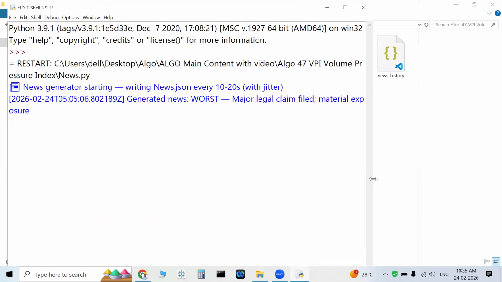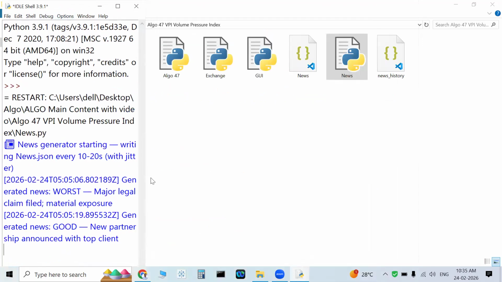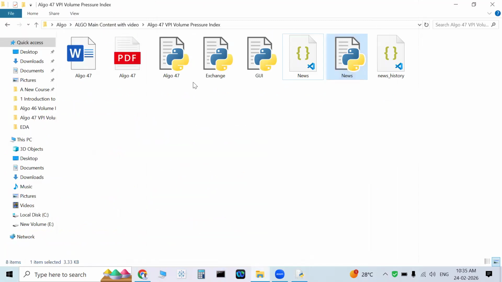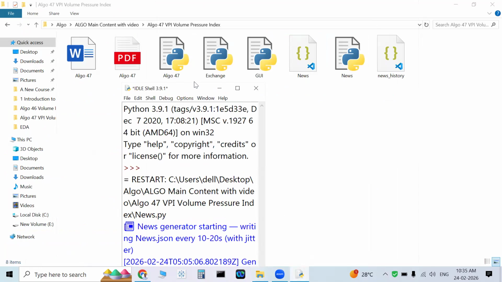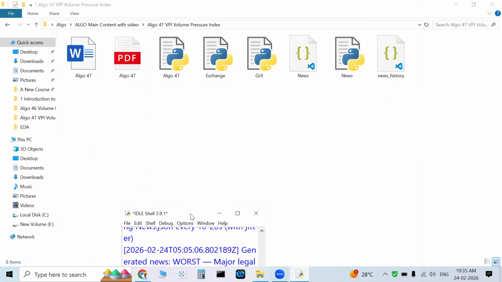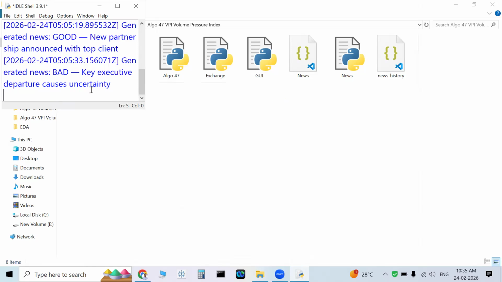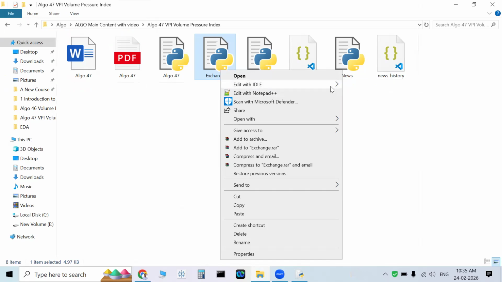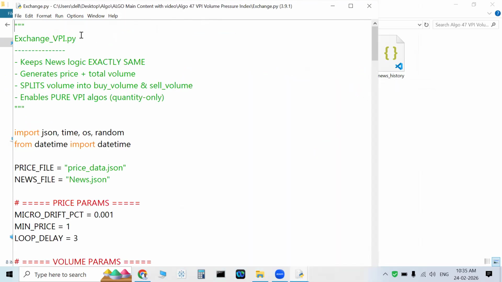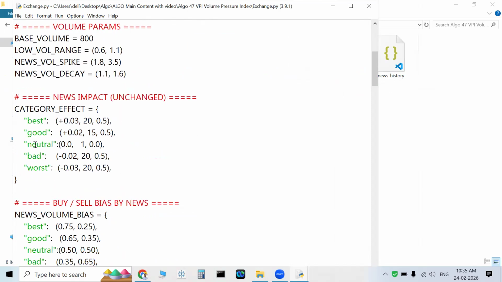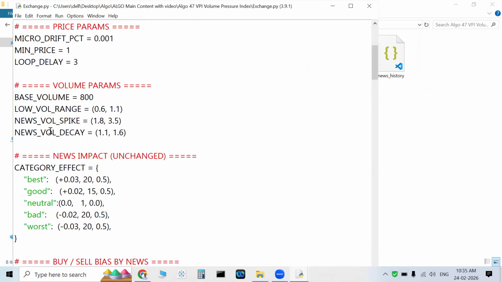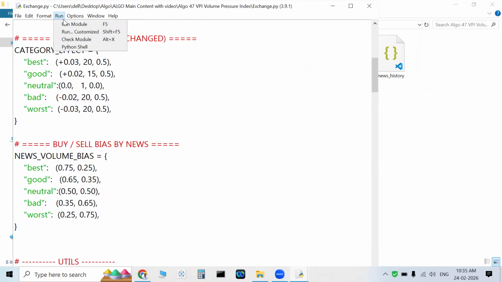Now based on this news, we change the exchange price. So let me adjust this window. This will tell us the different news which is happening. Currently there's bad news happening for the stock. Now the exchange is designed in a way that it behaves according to that kind of bad or good news. And based on that, the volume is also going to change, increase or decrease.